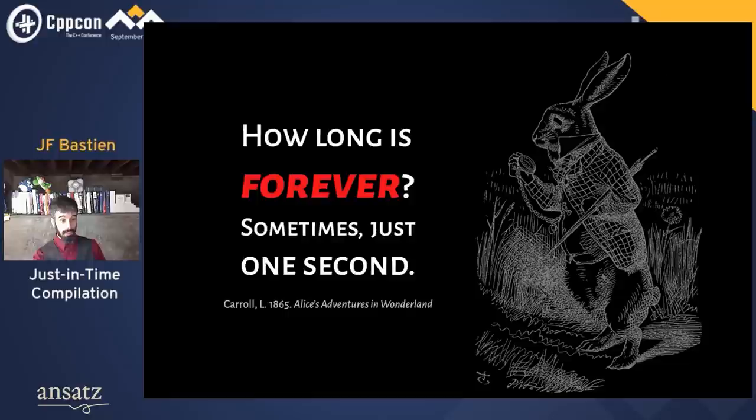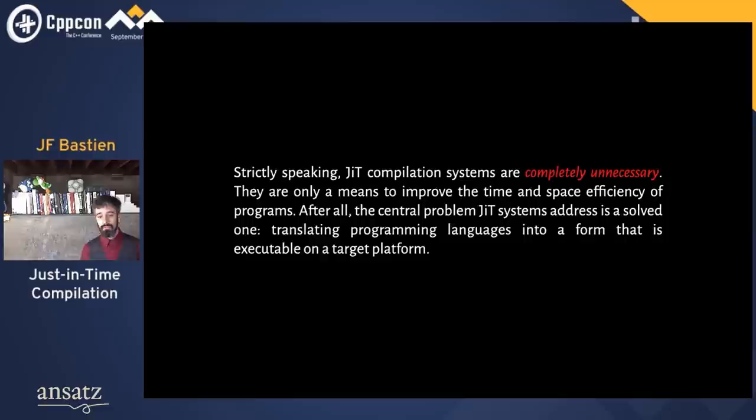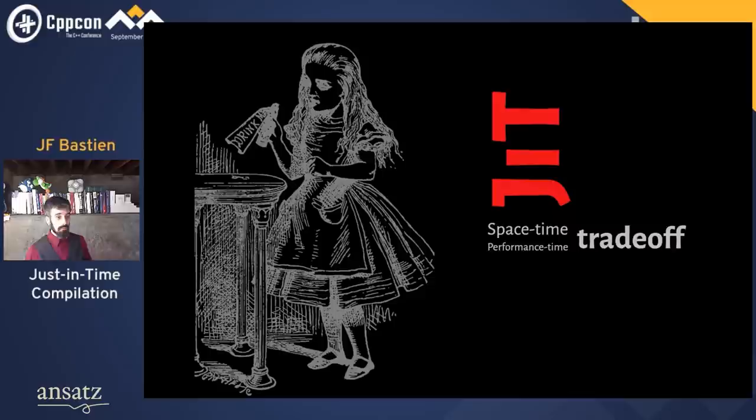All right, let's look at another quote. Strictly speaking, JIT compilation systems are completely unnecessary. They're only a means to improve the time and space efficiency of the program. After all, the central problem JIT systems address is a solved one: translating programming languages into a form that is executable on a target platform. That's all they do. Alice really knows about that. She knows how to trade off space and time. She drinks bottles, gets big, small, follows a rabbit around, she's out of time, things like that.